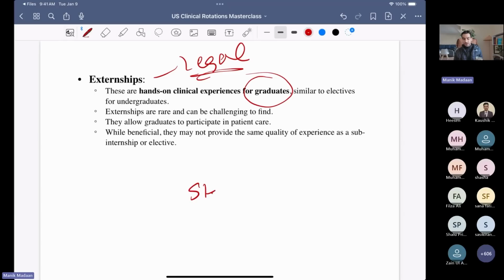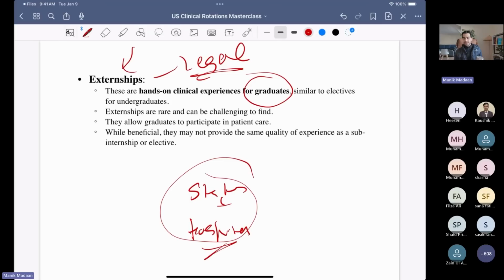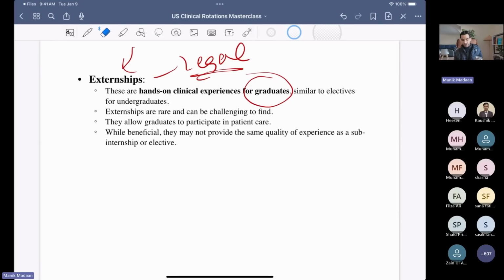It's just the state law and the hospital policies which will dictate if you can practice as an extern, which is a hands-on experience for a graduate. These are rare and can be challenging to find. We have a list of all these sub-externships that exist, which are very decent. They are in university, or at least if not university, they are with programs which take IMGs. And if you're interested in it, let us know.